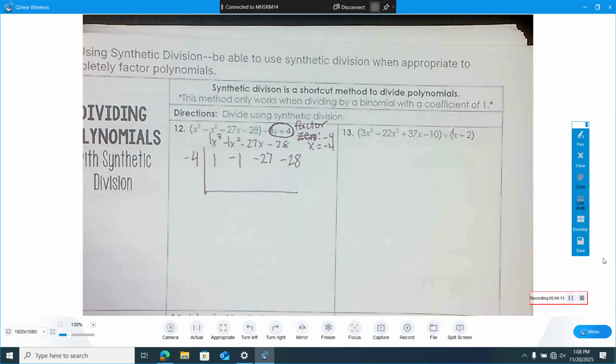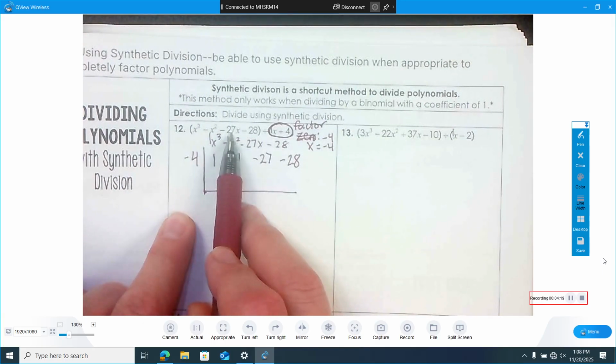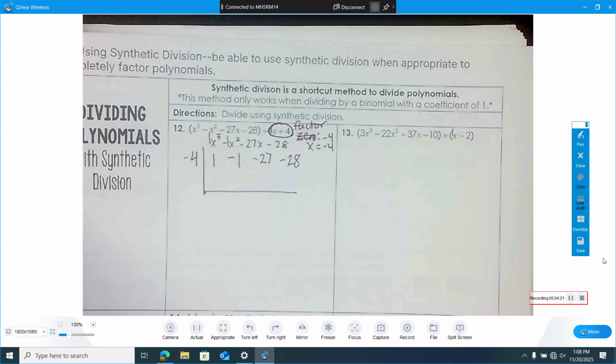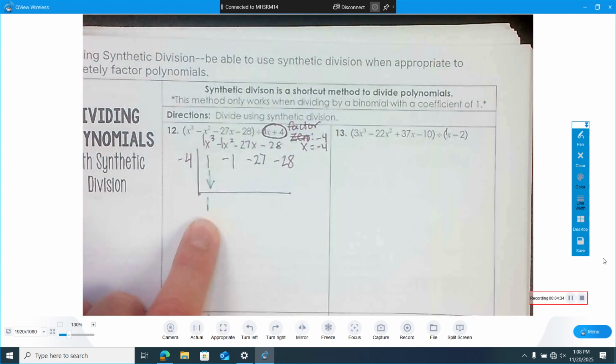The other thing you must have with synthetic division is every single term accounted for. Nothing is missing. There are no holes. So this is a crazy process, but this is how we set it up. This is how we start. Then the very first thing we do is bring down the very first coefficient. So we bring down the 1.